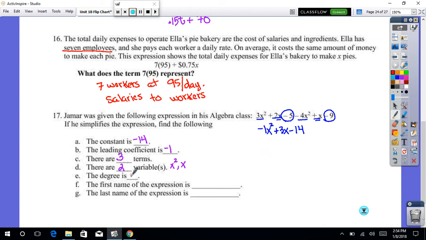Okay, the degree of this is 2 because the highest exponent is 2, which makes it a quadratic. And because it has 3 terms, it is a trinomial.